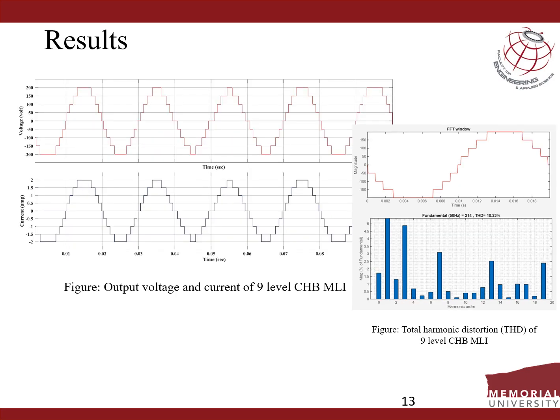And here are the results for the output voltage and current of the 9-level inverter. The voltage is the red one and the current is the blue one. And for that we also have conducted the simulation for total harmonic distortion of the output waveform. As we can see, in the output waveform, the total harmonic distortion also reduced to 10.23%.